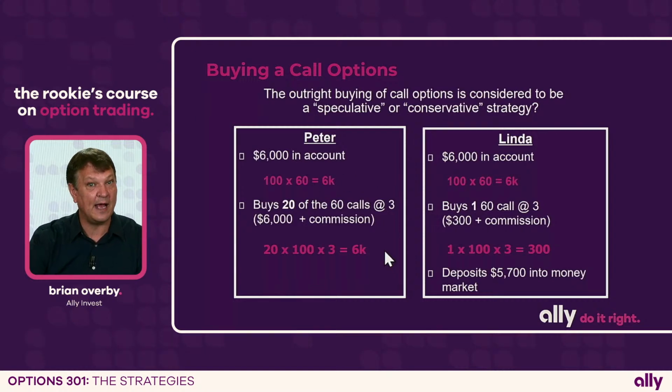Peter finds out about options. Doesn't go to the Rookies Course on Option Trading, so just decides to go to the Wild Wild West and says, why would I go out and only buy 100 shares of stock when I can buy 20 call options? They're trading for $3. I can't believe how inexpensive they are. So if I buy 20 call options, I would also spend that 6K. 20 times 100 times 3 would be 6,000.